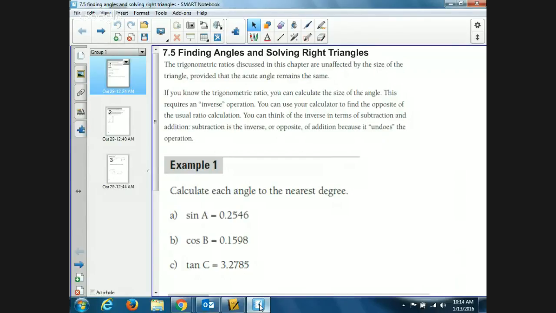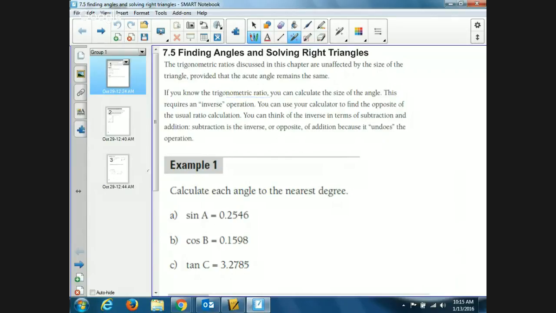The trigonometric ratios discussed in this chapter are unaffected by the size of the triangle, provided that your triangles are acute, meaning less than 90 degrees, small angles, right? You know the trigonometric ratio, sine, tangent, or cosine of an angle, and you want the size of the angle.